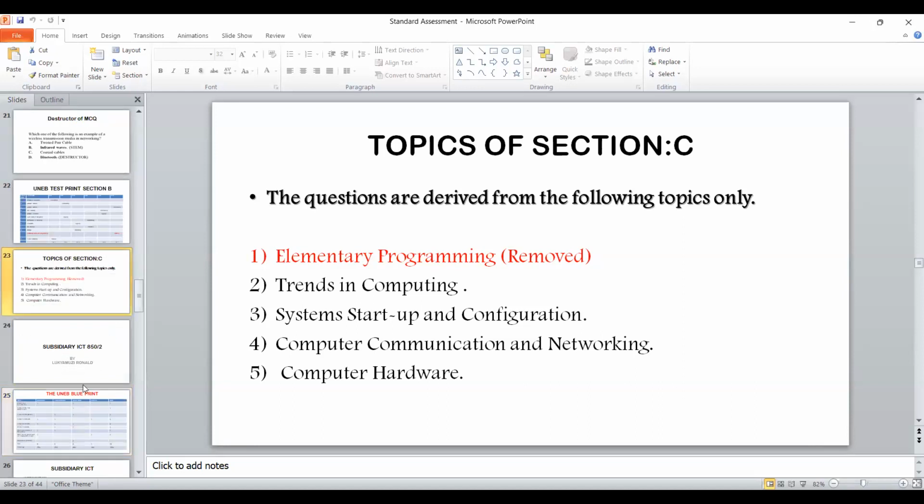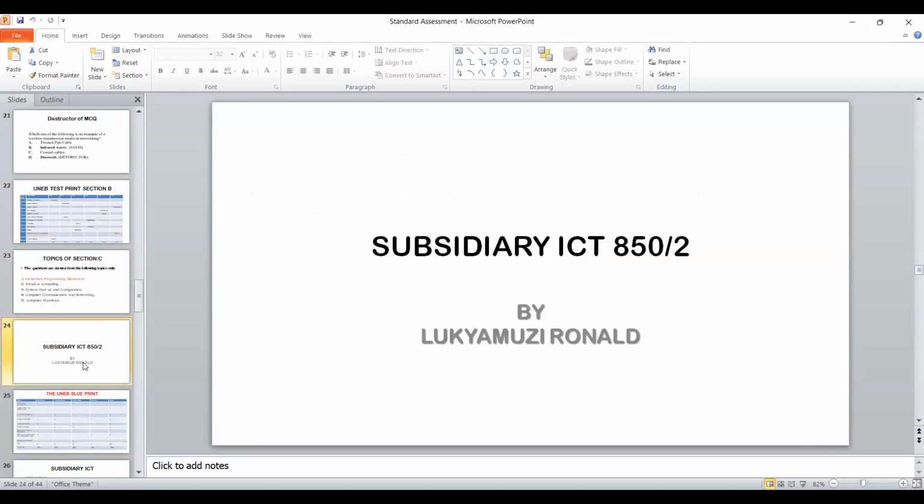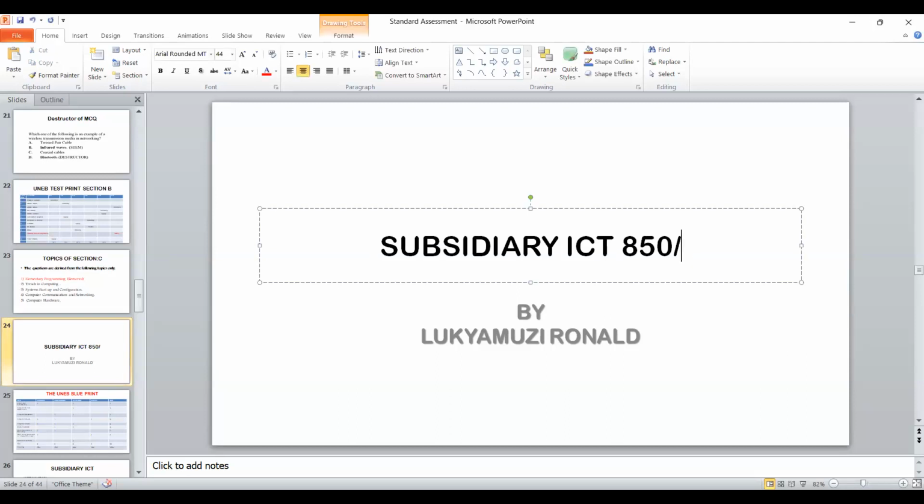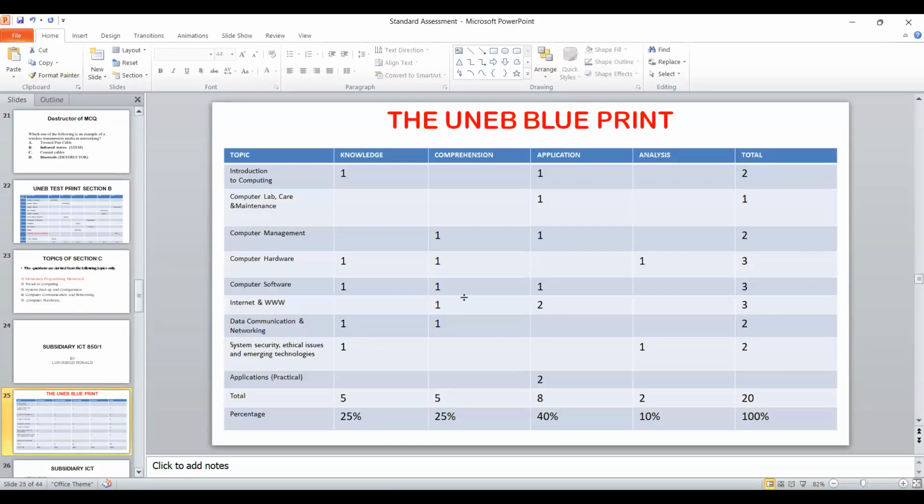Then I would try to go to subsidiary ICT. I can call it subsidiary ICT paper 1. Let me start with paper 1. Paper 1, this is the textbook you are going to use when you are setting questions. And this is where I have had a lot of challenges in paper 1.